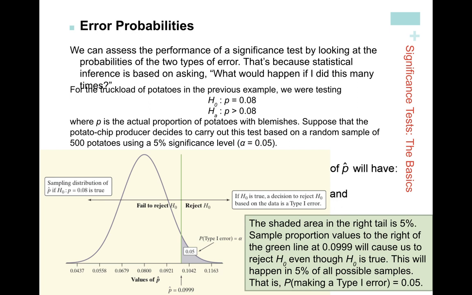So the probability of type 1 error is right there. It is alpha, so it's 5%. So 5% of the time, the probability of making a type 1 error is 5%.